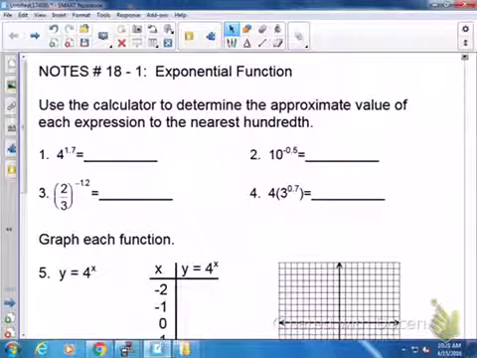All right, guys, so we're starting chapter 18 today. This is about exponential functions. This is a little bit different than what we've been doing. This is like a third parent function. We had linears, we had quadratics, now we have exponentials.